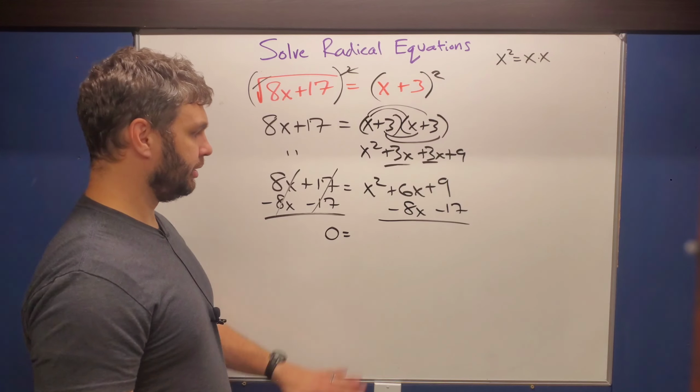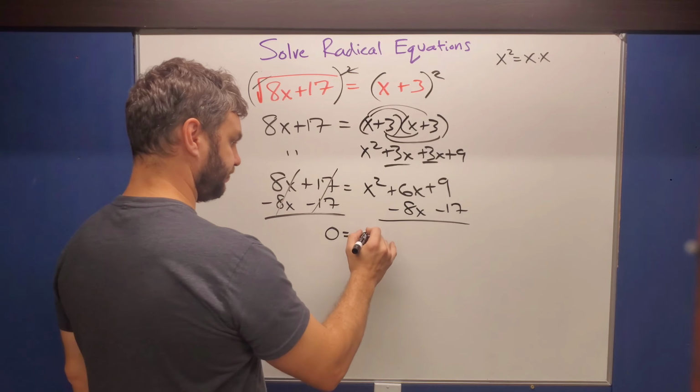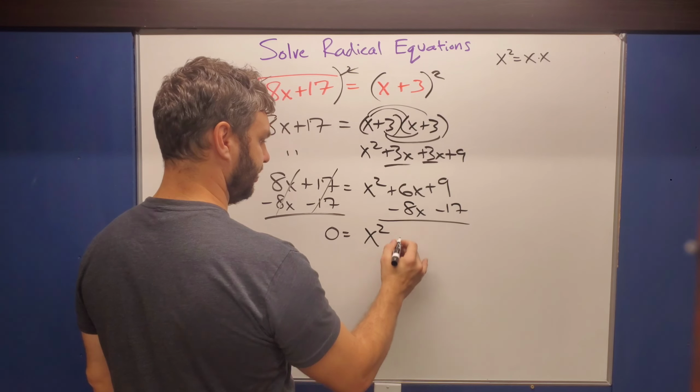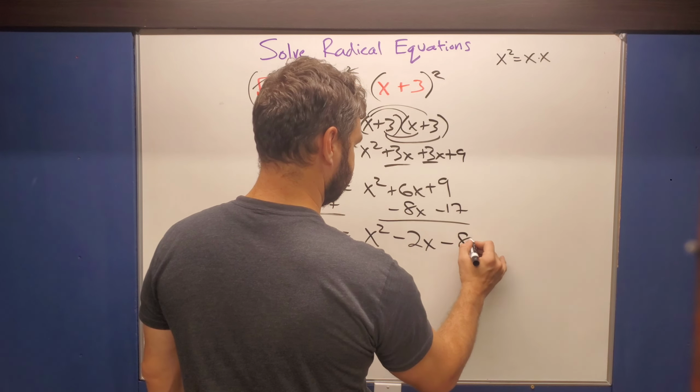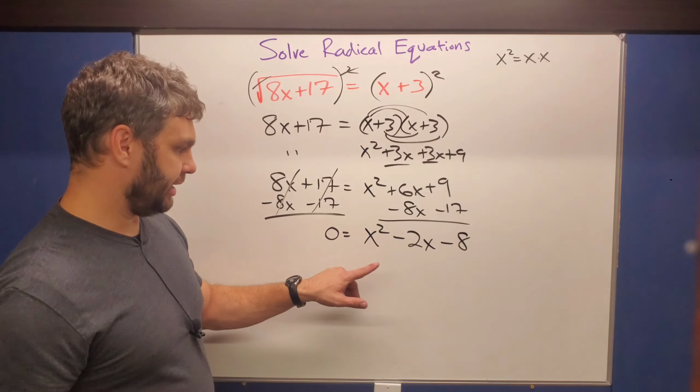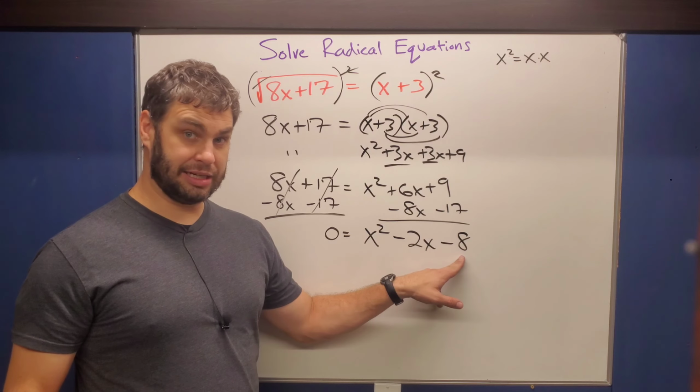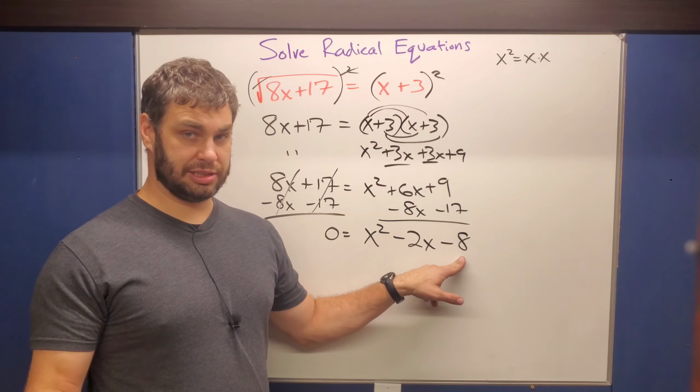Minus 8x minus 17. On this side, those will both cancel, give me 0, which is good. That's what I want. On the other side, this is going to be x squared minus 2x minus 8. Okay? And because, again, I have an x squared, an x, and then a constant term, or just a number, this is probably going to factor.